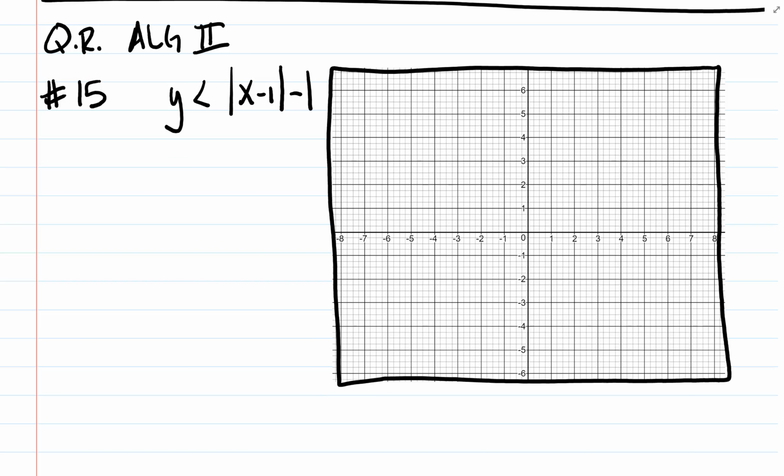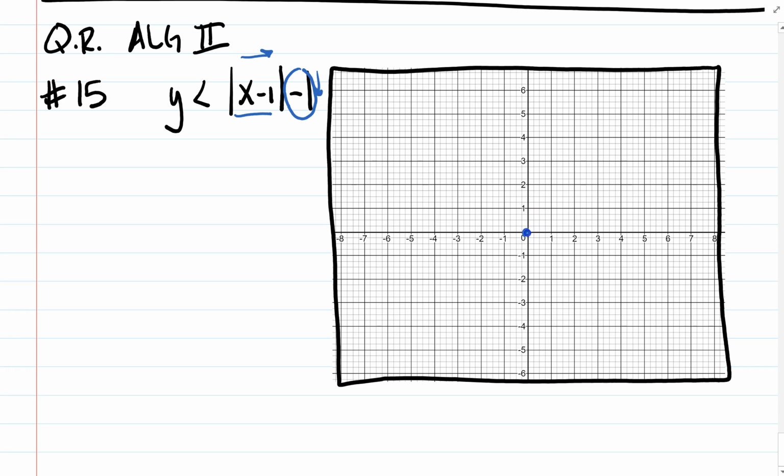Number 15 wants us to graph the inequality y is strictly less than the absolute value of x minus 1, and then minus 1. So you have to know a couple of things. First, you have to know that x minus 1 is going to move the absolute value graph 1 unit to the right, and then the minus 1 is going to move the graph 1 unit down. So I'm going to go 1 unit right and then 1 unit down.